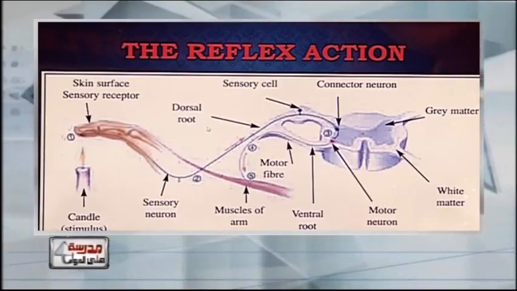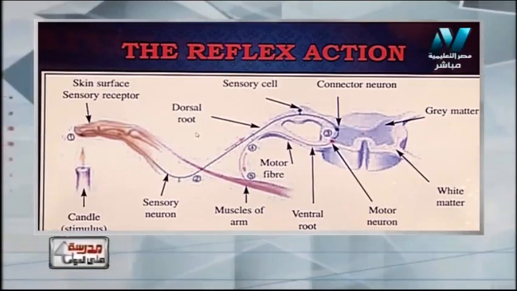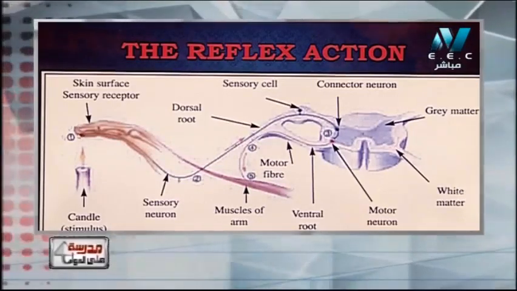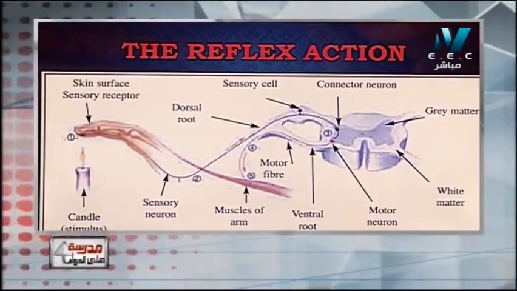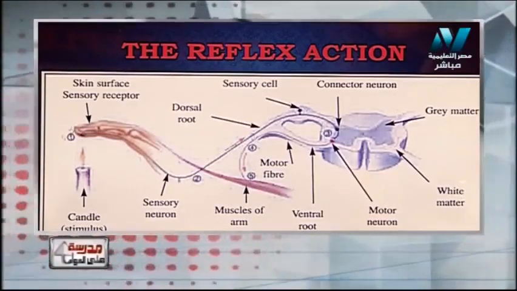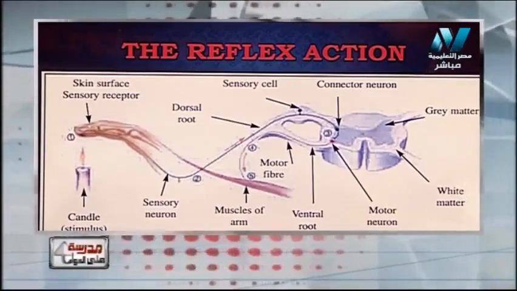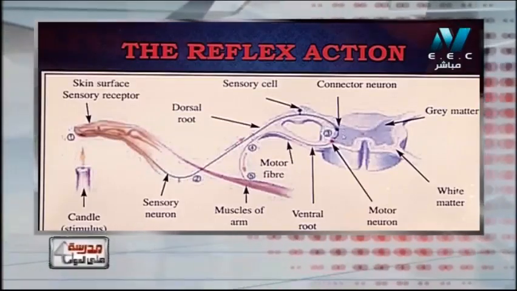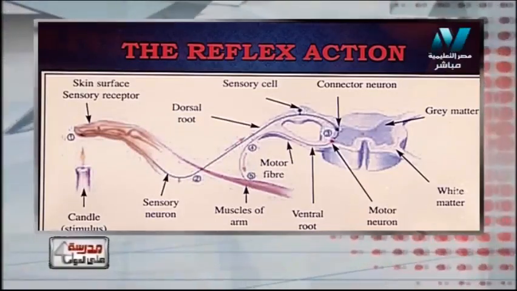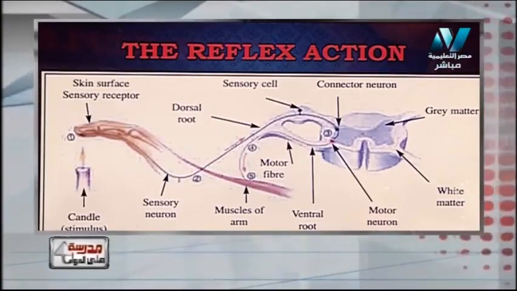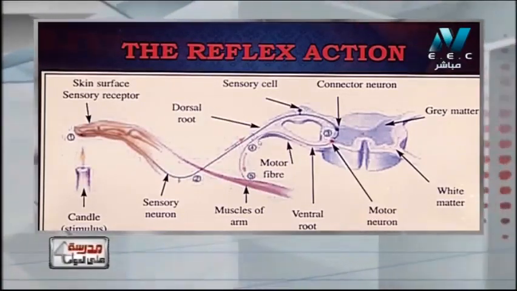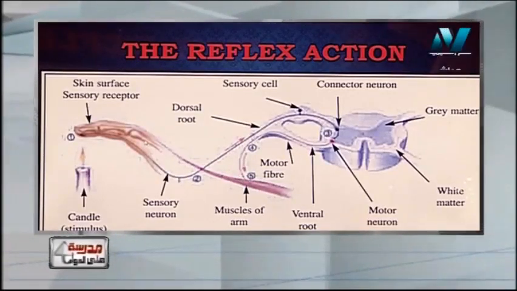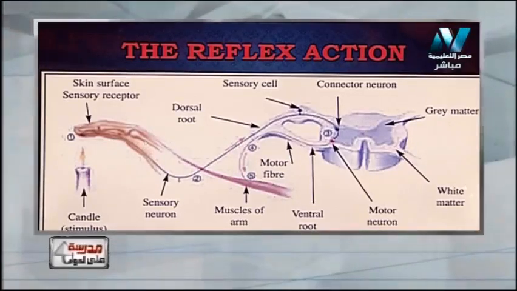Now we studied the structure. What about the mechanism of reflex action? The reflex action starts when we receive a stimulus from outside, like heat, and this stimulus is received by the sensory cells, goes to the dorsal side and reaches the spinal cord, and is received by the connector neuron, and the connector neuron sends an immediate response like motor impulses to the muscles to pull the hand away from the danger.